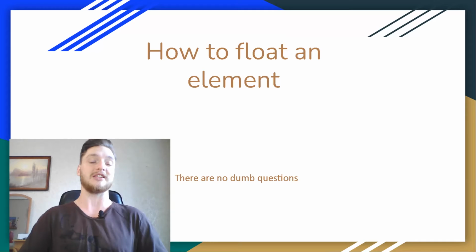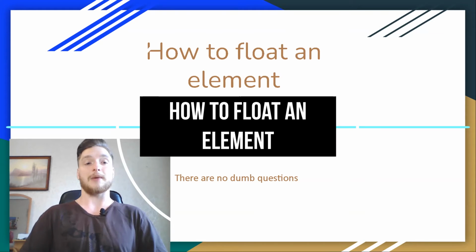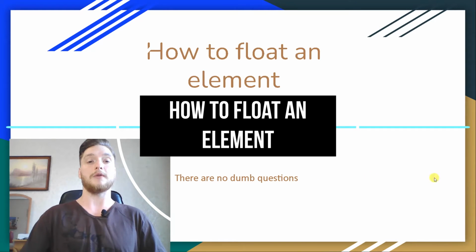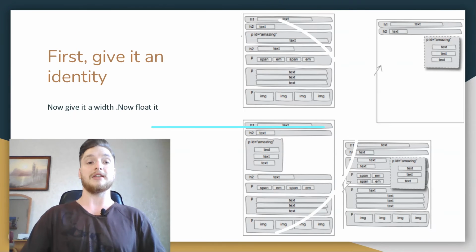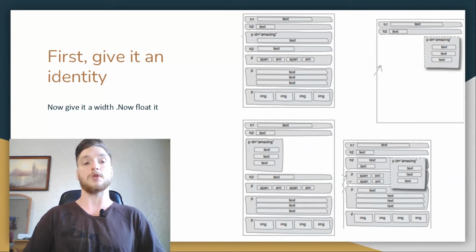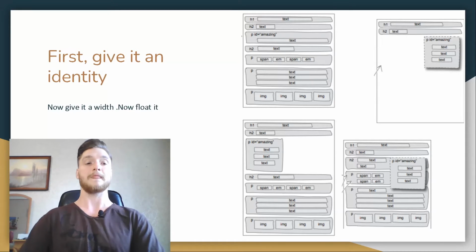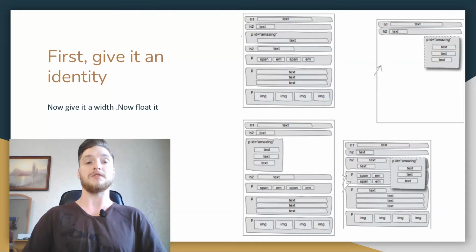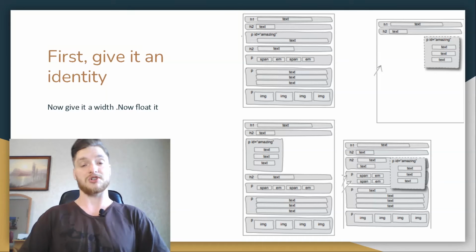How to float an element? Let's step through an example of how you get an element to float, and then we'll look at what it does to the flow of the page when you do. First, give it an identity. Let's take one of these paragraphs and give it an ID. We'd like to call it amazingfloatingparagraph, but we'll just call it amazing for short.